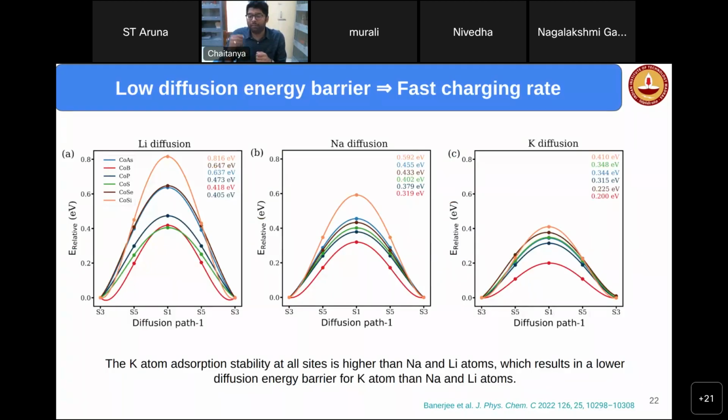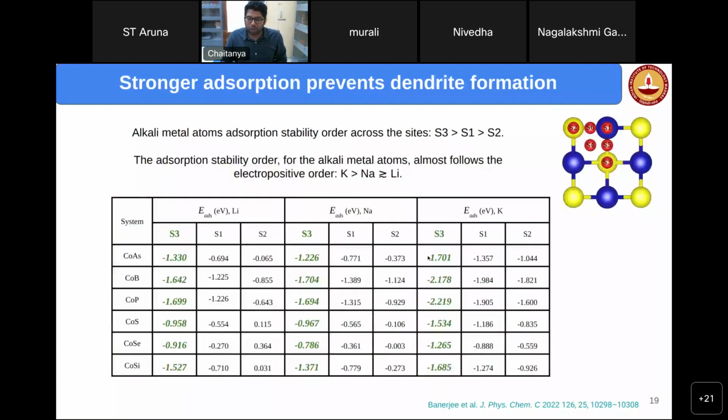Again, obviously, this is an important question to ask, why potassium is having the least barrier. So two ways we can understand it. So the obvious point, as I told you earlier, among the three, lithium, sodium, and potassium, potassium is the one that is having the strongest absorption. If you see here, let us compare for the cobalt arsenide. Lithium is absorbing with a minus 1.3, sodium is with minus 1.2. Both of them are roughly the same, whereas potassium is absorbed with an energy of minus 1.7.